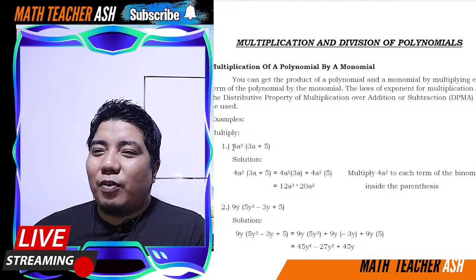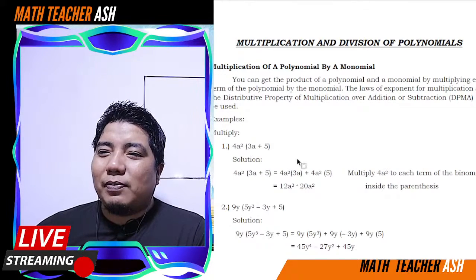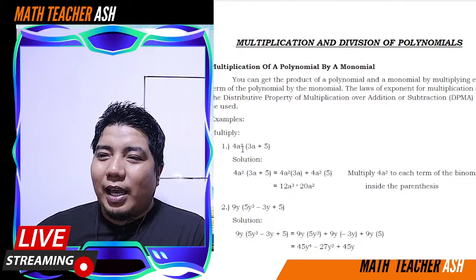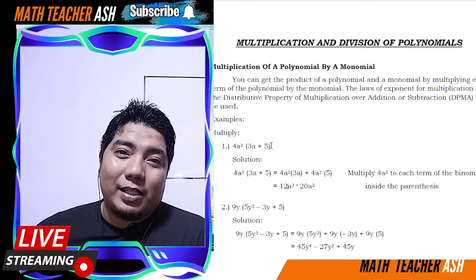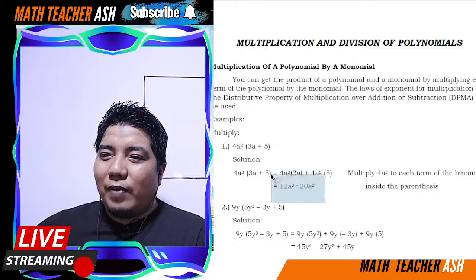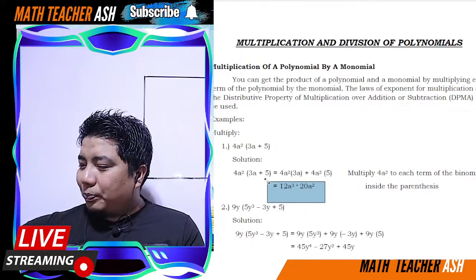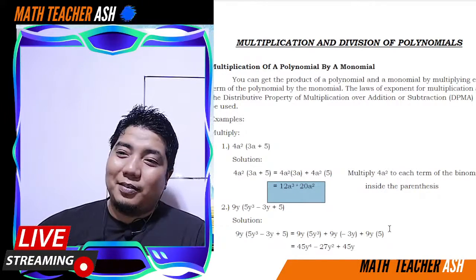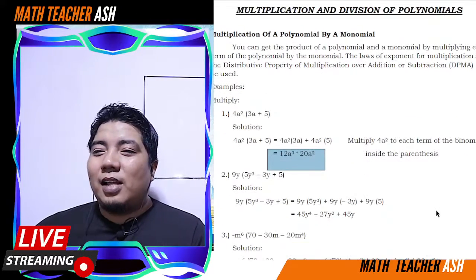Alright. Now, for the second term, 4 times 5, that is 20. Since ang a squared, wala na siyang ka-multiply sa second term, so therefore, copy a squared. And this will be your final answer. Easy, right? Yes, napaka-easy lang talaga.